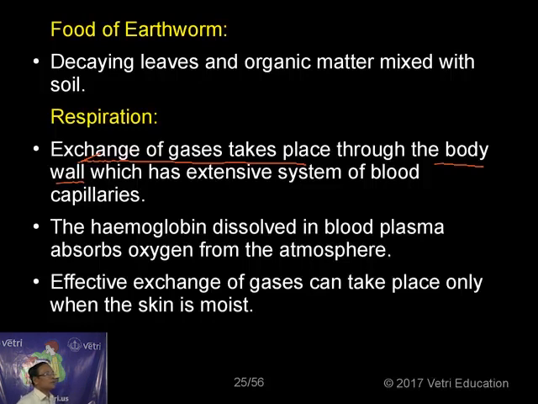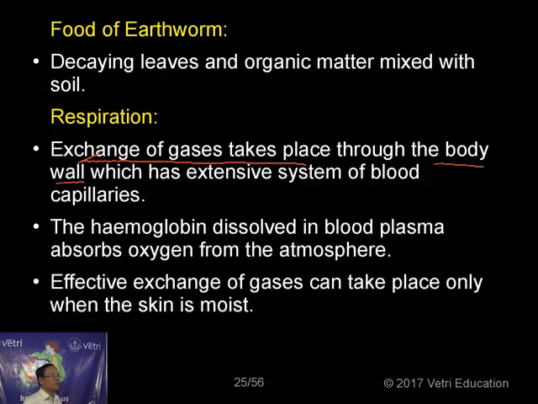And for exchange, the skin is richly supplied with blood vessels. That is the body wall, I am saying that. So for efficient respiration, exchange of gases, in all animals including the terrestrial animals, we need a moist layer and a rich supply of blood vessels. These are the two criteria we need for exchange of gases.